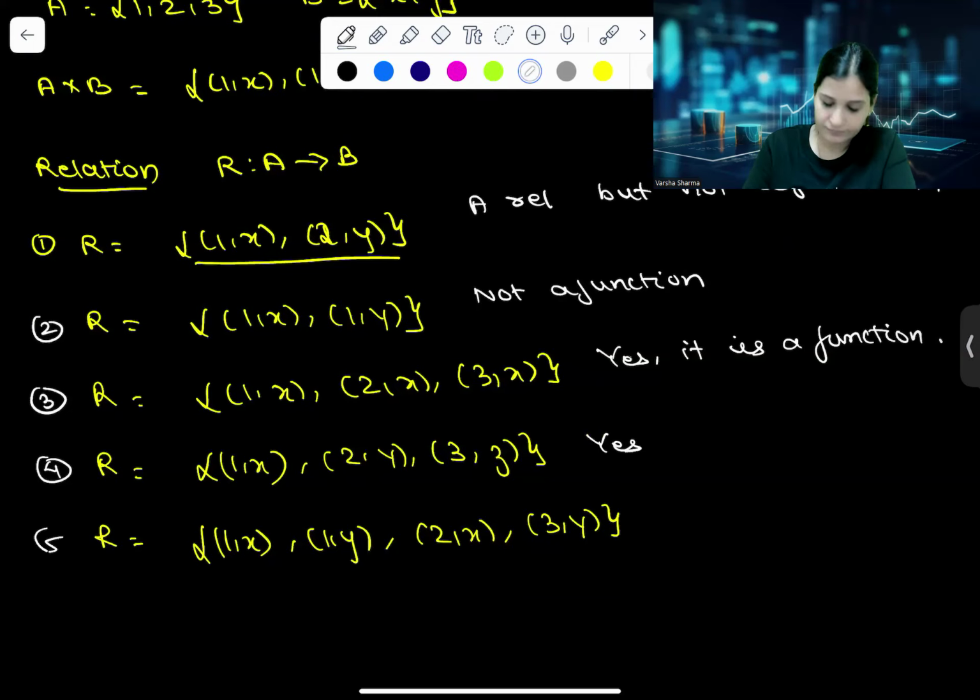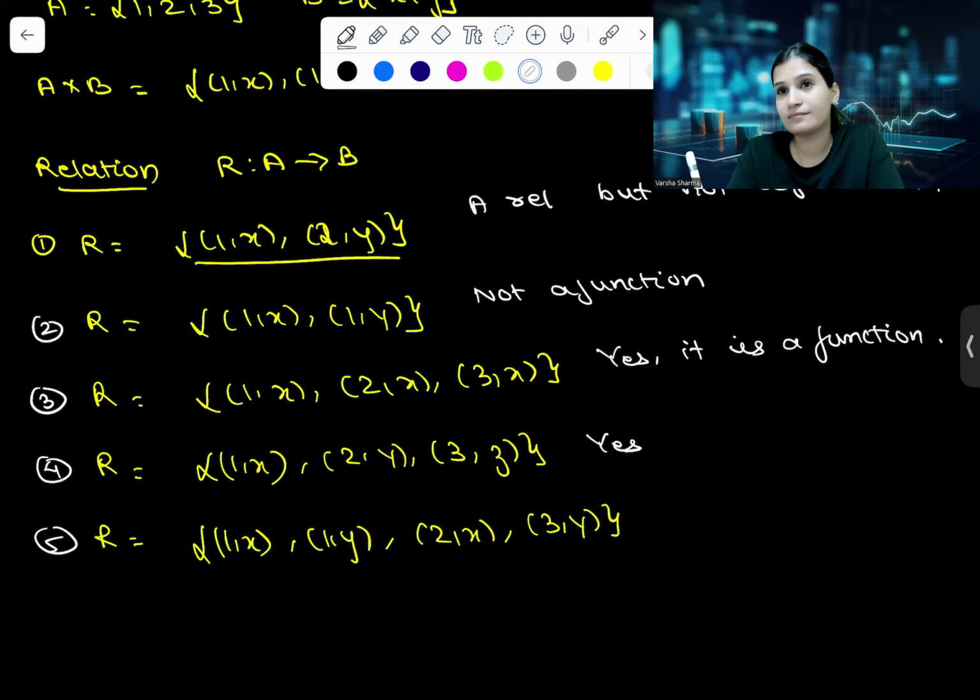What about the fifth one? No, ma'am. Why? Ma'am, because 1 is paired with X and Y, so it goes to two different places. One is paired with two different persons, so it's not allowed. Yes, all of them are paired, but one goes to two different places. So that's not allowed. So no, it is not a function.